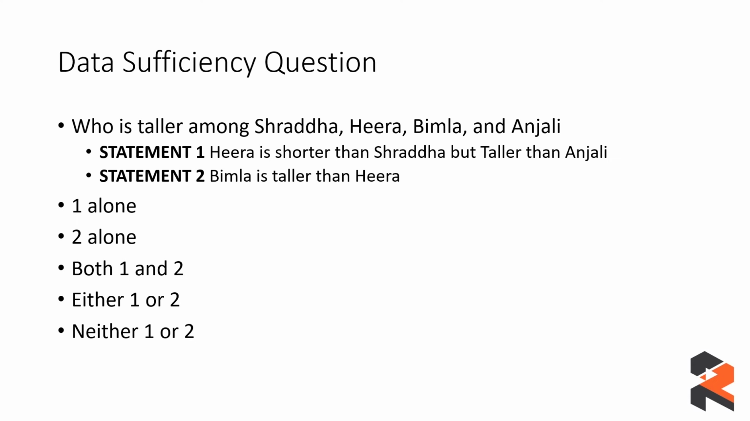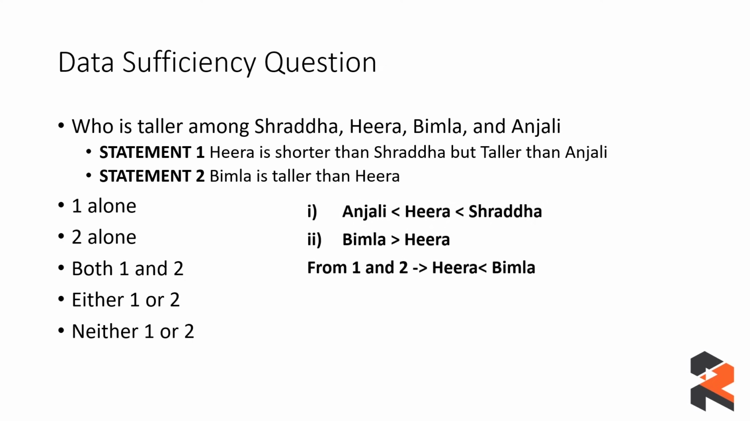So statement 1: Hira is shorter than Shraddha but taller than Anjali. And statement 2 is: Bimla is taller than Hira. So let's look at the conditions. This is the condition which we can say from statement 1 and statement 2, that Hira is smaller than Bimla. So that is what we can say by just denoting them through greater than and less than symbols. But who is tallest among the four cannot be told from this.